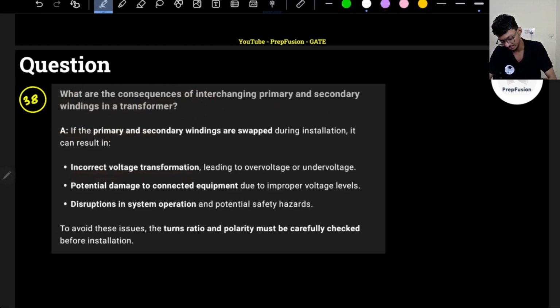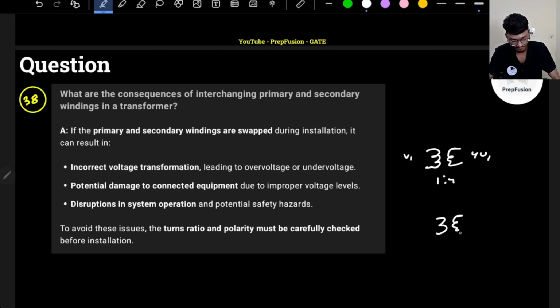So I am expecting that I have a transformer 1:4. I'm applying voltage of V1 here. I'm expecting 4 V1 here. What is happening is I have swapped the windings, although externally I don't know that I have swapped them, but internally I have. So it should behave as 1:4, but it is behaving as 4:1.